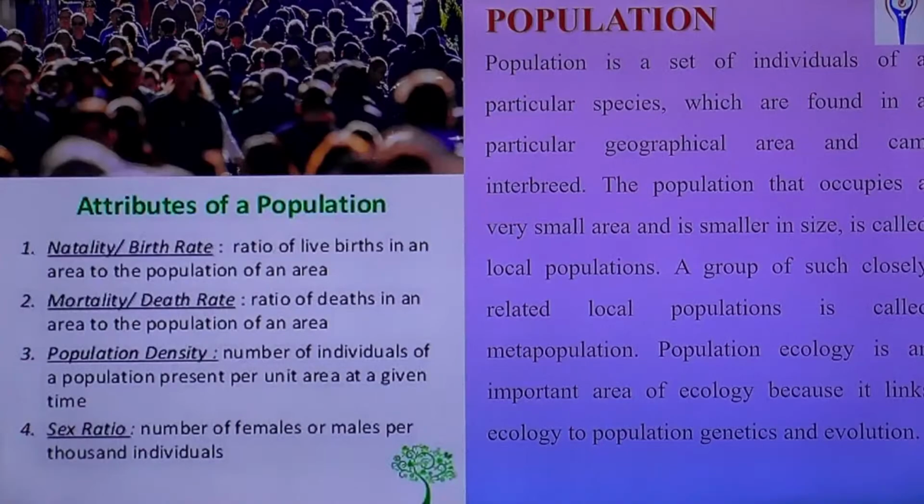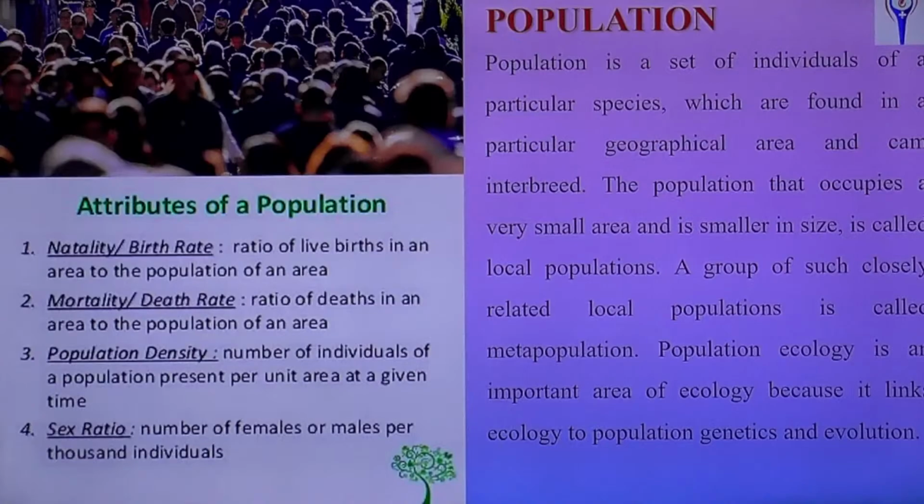Group of individuals in a particular area, we call it as population, seriya. Population is a set of individuals of particular species found in a particular geographical area and can interbreed. The population that occupies a very small area and is smaller in size is called as local population. A group of such closely related local populations is called as metapopulation, and population ecology is an important area of ecology because it links ecology to population genetics and evolution.